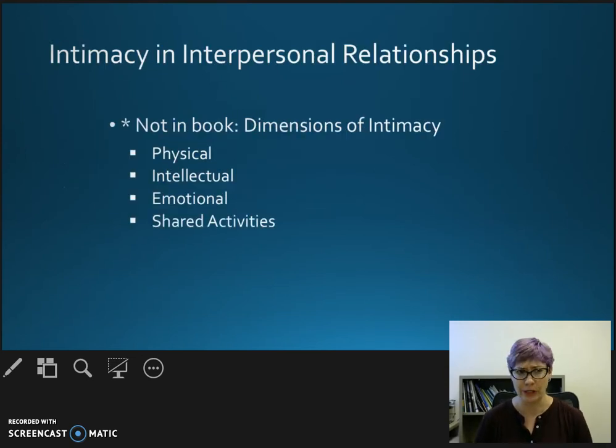Roman numeral 1 would be the nature of intimacy. Intimacy in interpersonal relationships. Now this has an asterisk by it because it's not in the book, but I do want you to know the different dimensions of intimacy. We have physical, intellectual, emotional, and interestingly enough, shared activities.